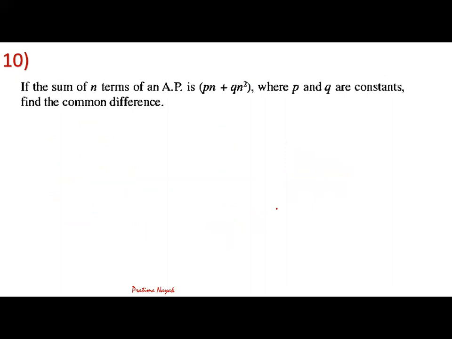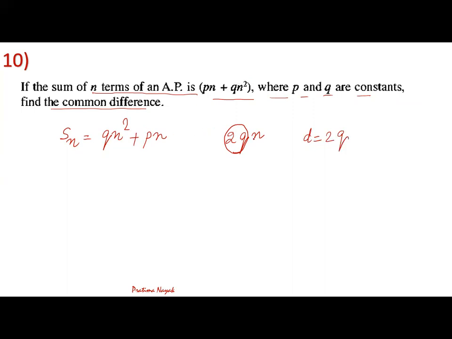Next, if the sum of n terms is Pn plus Qn square, where P and Q are constants, find the common difference. Do you remember this? First you write Sn is equal to Qn square plus Pn. You write the quadratic first, then as I told, differentiate Qn square, it will be 2Qn, then take its coefficient, this will be d. d is twice Q. So within 1 second you can find the answer.